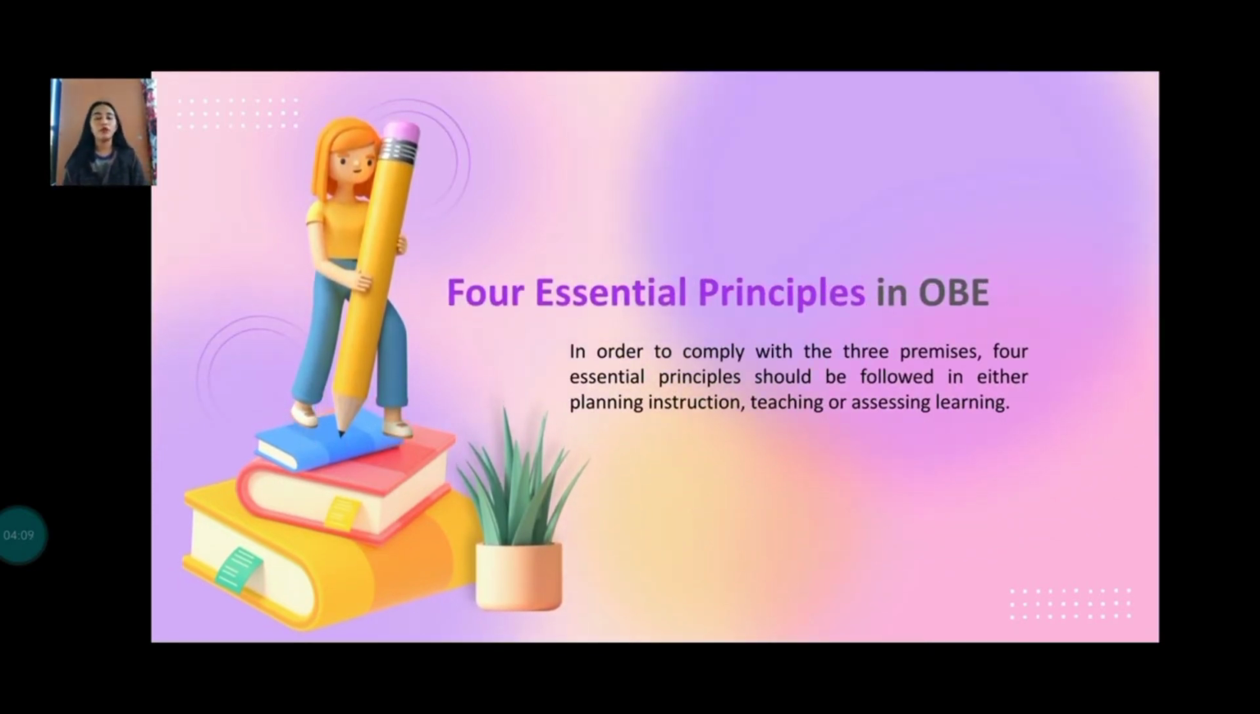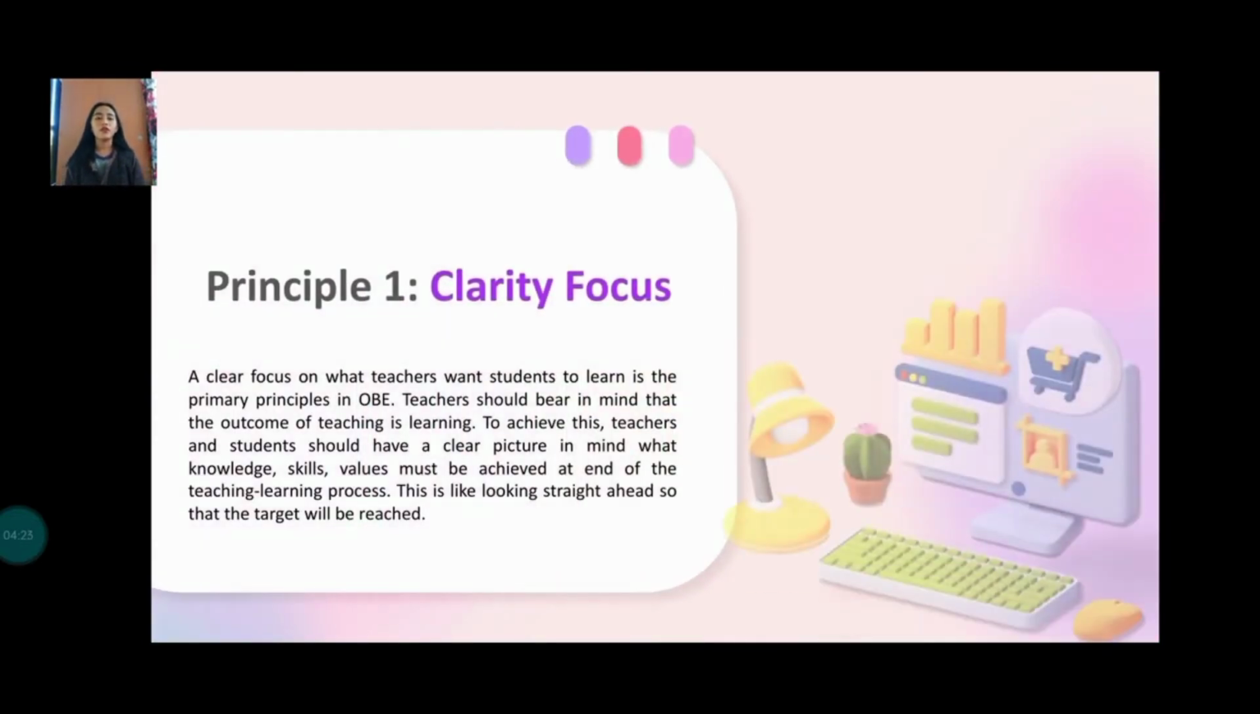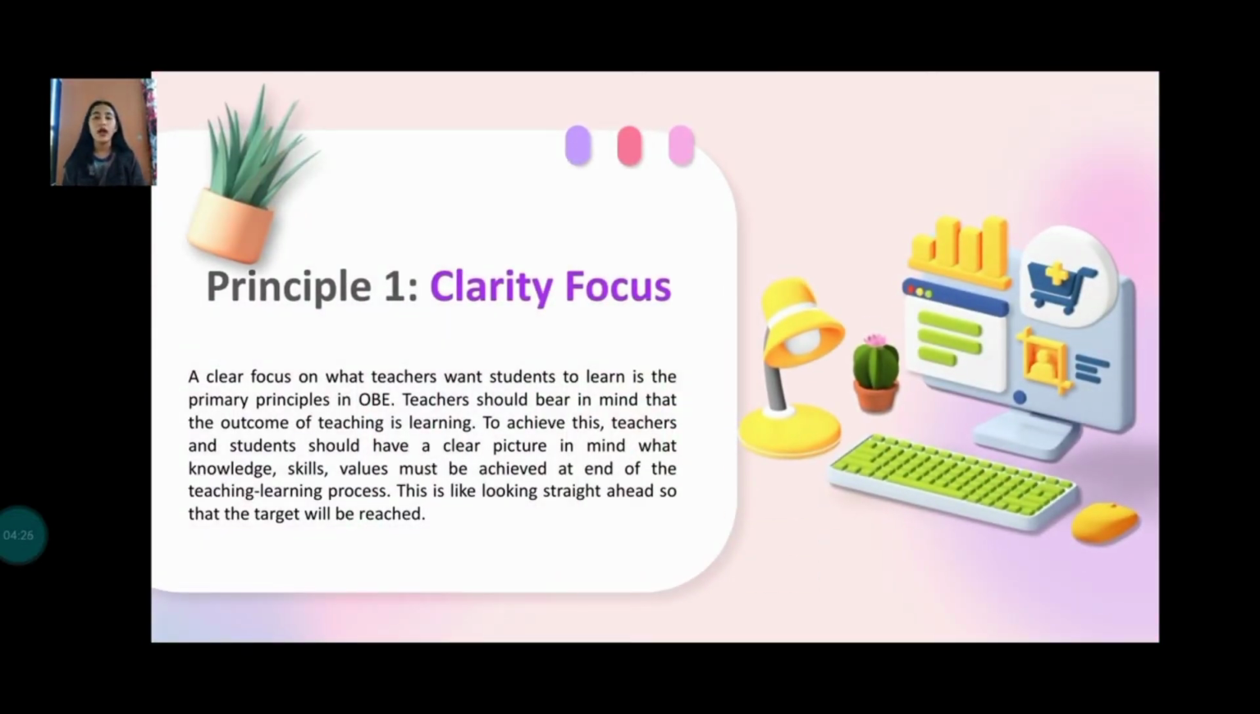Four essential principles in OBE. In order to comply with the three premises, four essential principles should be followed in either planning instruction, teaching, or assessing learning. So the first principle is clarity of focus. A clear focus on what teachers want students to learn is the primary principle in OBE. Teachers should bear in mind that the outcome of teaching is learning. To achieve this, teachers and students should have a clear picture in mind of what knowledge, skills, and values must be achieved at the end of the teaching-learning process.